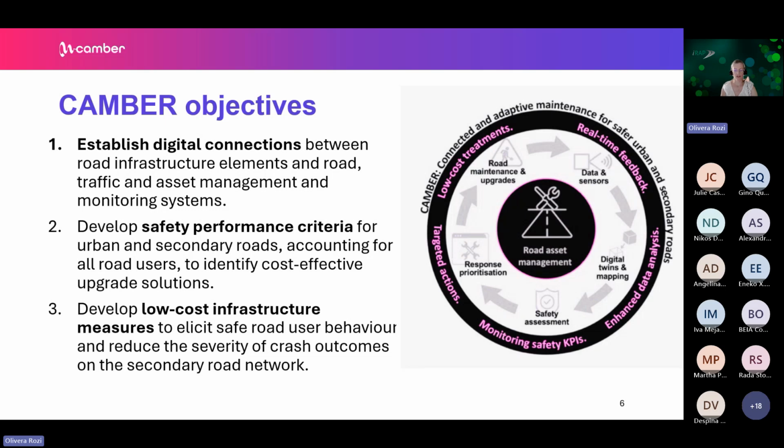So in Camber, we will explore cost-effective road design improvements for safety, including rural roads, urban areas, but also we will look into school zones. These measures, like improved signals, signs and markings, will target high-risk situations and vulnerable road users such as, for example, cyclists. Tests will be conducted in pilots using tools like driving simulators and on actual roads to assess their effectiveness through video monitoring and vehicle sensors.